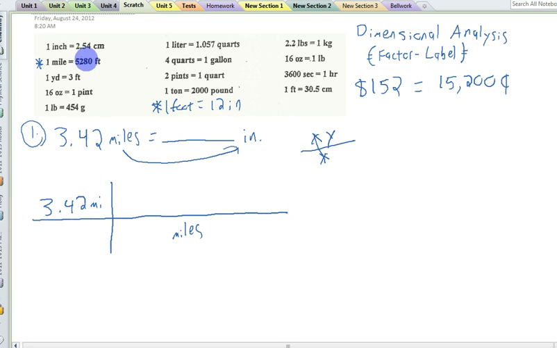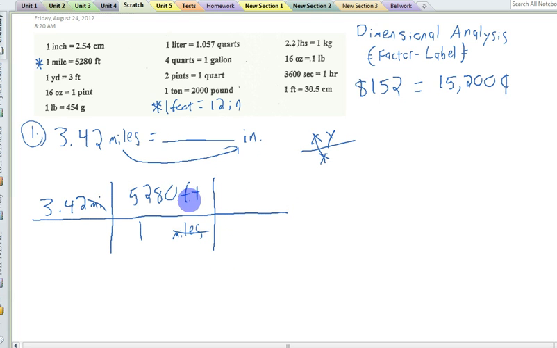So taking a look at the conversion factors, I see that 1 mile is equal to 5,280 feet. So I just plug that in. 1 mile is equal to 5,280 feet. And like we wanted, the miles will cancel, just as they did in the xy over x. So at this stage, if I work this problem out, it would tell me how many feet are in 3.42 miles, but that's not what I'm looking for. I'm looking for how many inches are actually in 3.42 miles. So I need to continue another step.